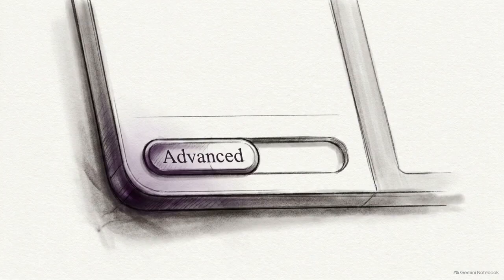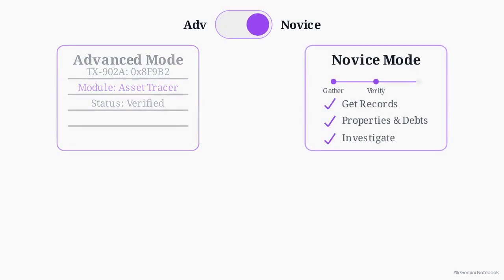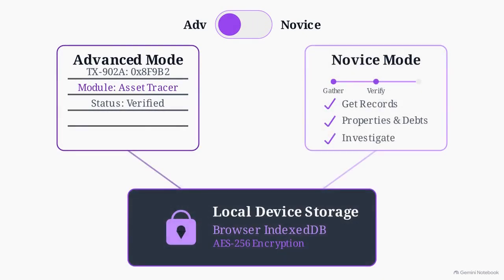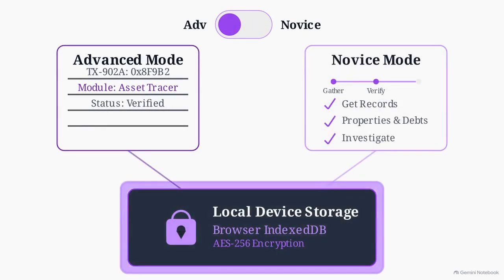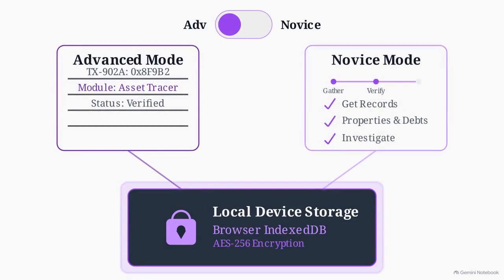Look at the bottom of the left-hand sidebar and click the toggle to switch your workspace from Advanced Mode to Novice Mode. Flipping this switch only changes how the application is presented to you. Both modes read from the exact same shared local database on your device, meaning your case data is completely safe when you move back and forth.